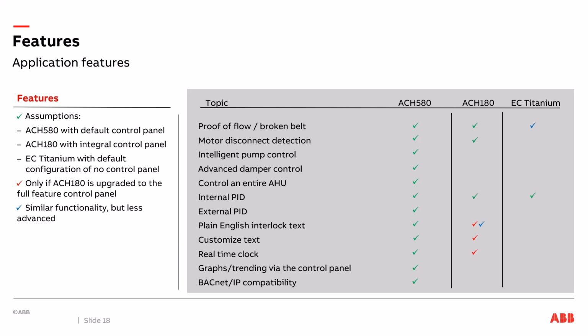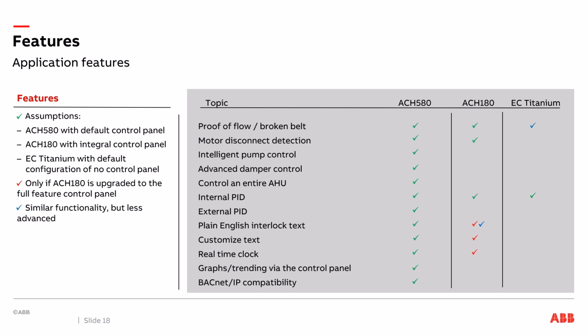There's some of that flexibility on the ACH180 if you upgrade to the full functionality on that control panel, but not quite as good as the 580. So that's why I gave it the red checkbox saying if you want any of that at all, you need to upgrade to the advanced control panel. And the blue checkbox means, hey, it's still not quite as good as the 580.